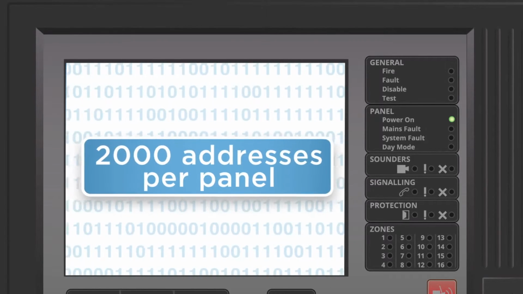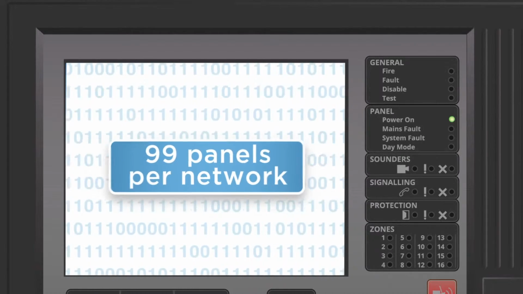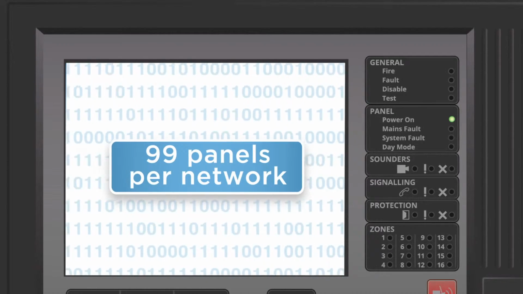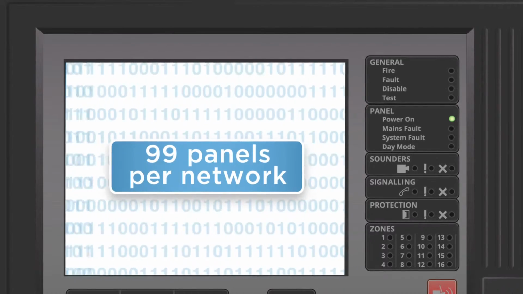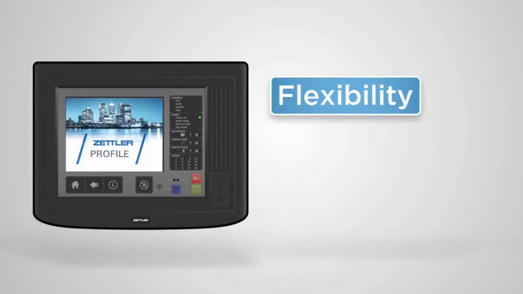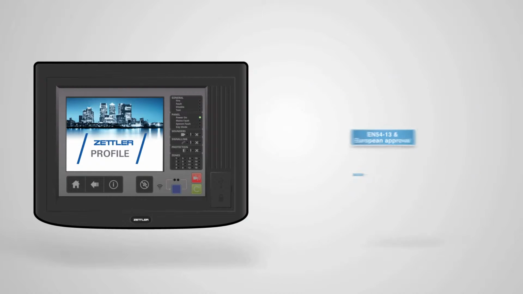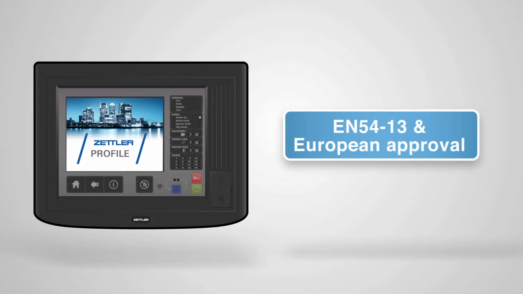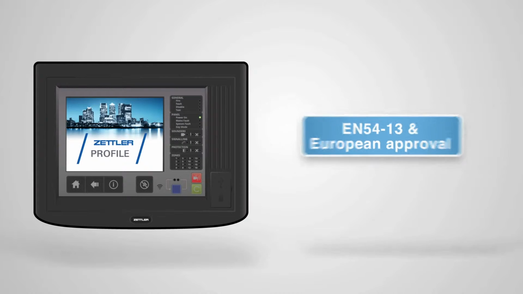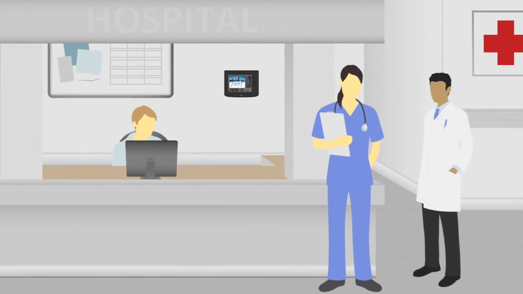Capable of holding up to 2,000 addresses per panel and 99 panels per network, Profile's high-speed, easy-to-use technology provides flexibility and adaptability for any organization. And with EN 5413 approval, you can be assured that Profile's compatibility between system components meets the European standards.